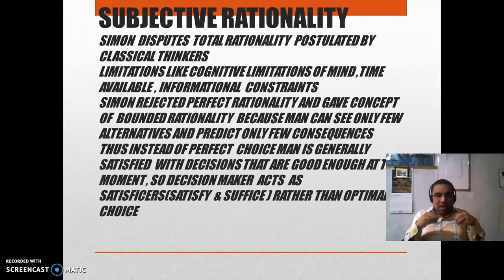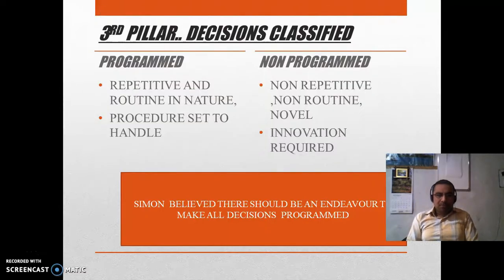If I'm feeling bored, I'll take a decision that will satisfy me, rather than looking into so many options for analysis, because I don't have time, I don't have information, and I cannot look into the future. So I act as a satisficer. That is, I take a decision which satisfies and suffices, rather than any optimal or perfect choice. Now, the third pillar of Simon's theory is that he classified decisions into programmed and non-programmed decisions.